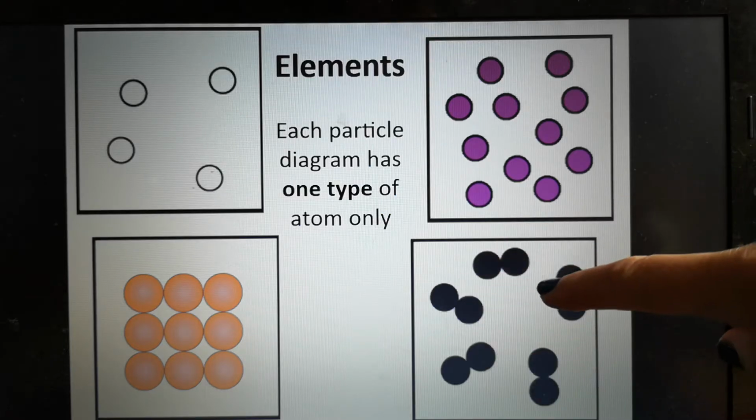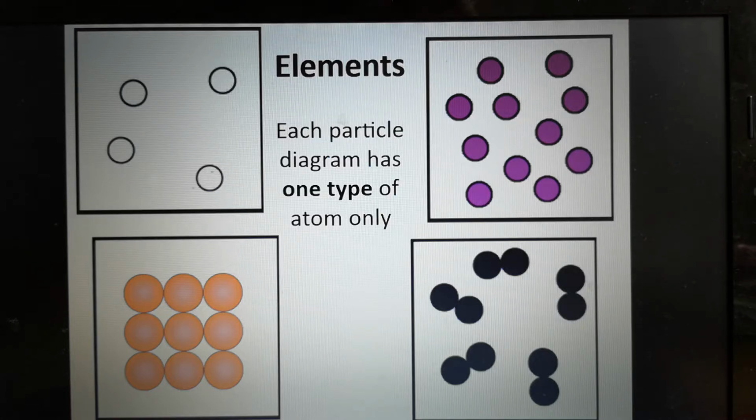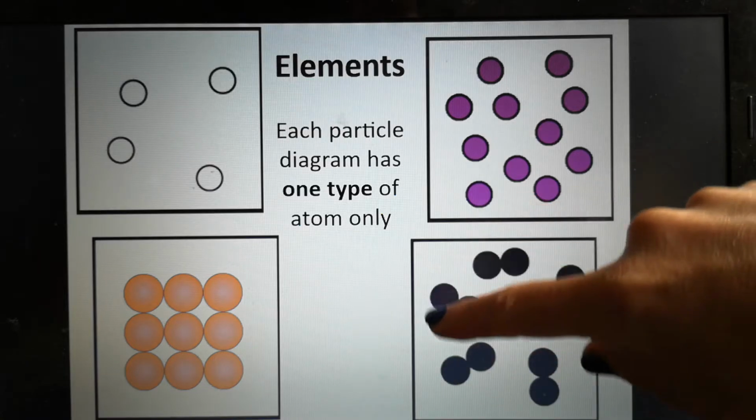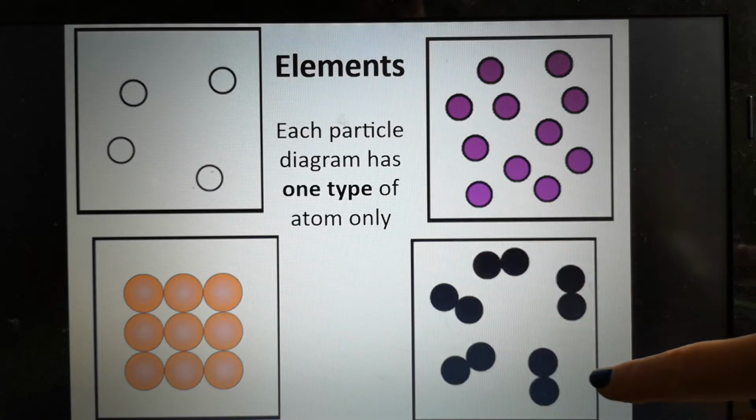So an example of this, as I said last lesson, is oxygen. The molecule of oxygen has got two atoms joined together. So this could be a particle diagram showing the element oxygen.